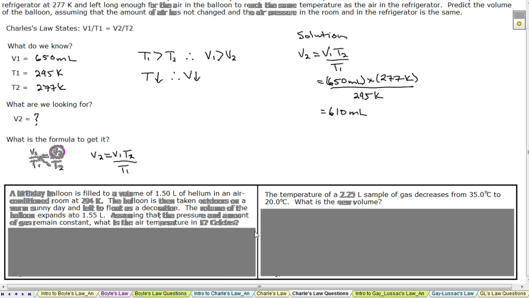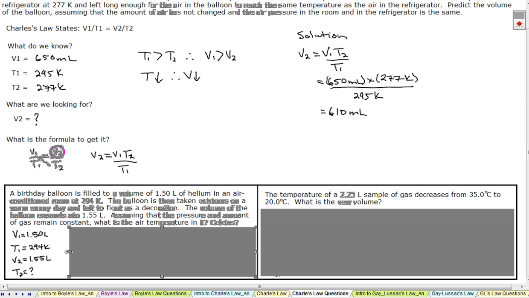Okay, in this first question we have a birthday balloon again. It's filled with 1.5 liters of helium, in an air-conditioned room at 294 Kelvin. The balloon's taken outdoors on a sunny day and left to float as a decoration. The volume of the balloon expands to 1.55 liters. So we're making a big assumption here that the pressure outside is the same as the pressure inside. But no big deal, it's just a theoretical question. So let's pull back the curtain and see what we get.